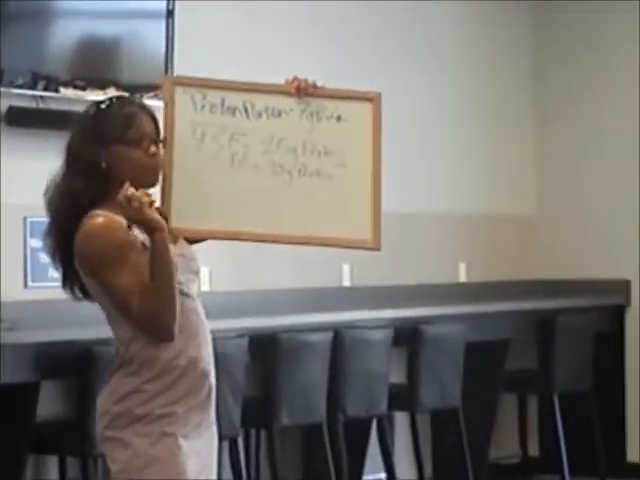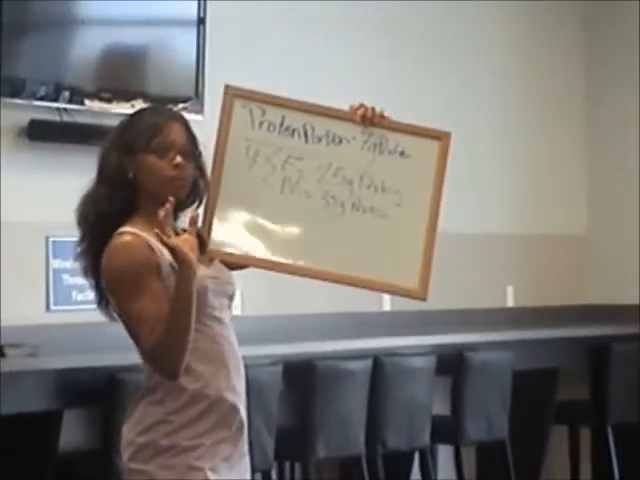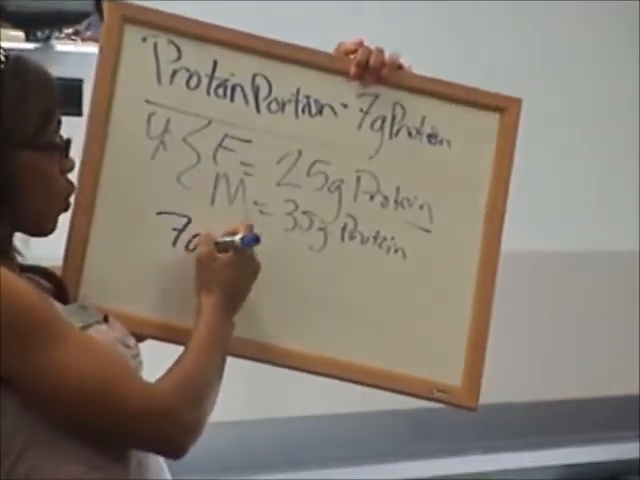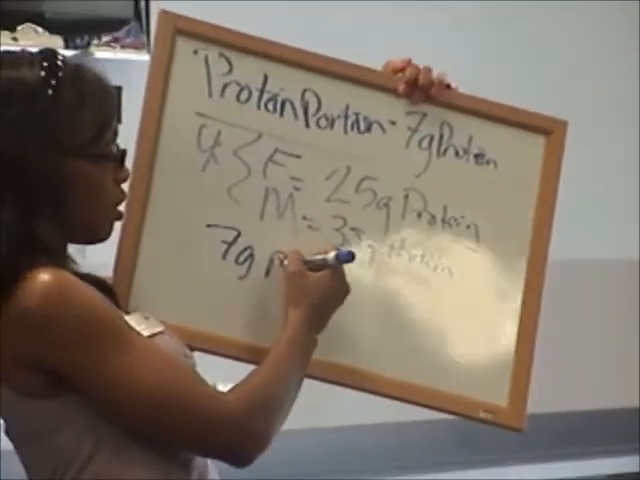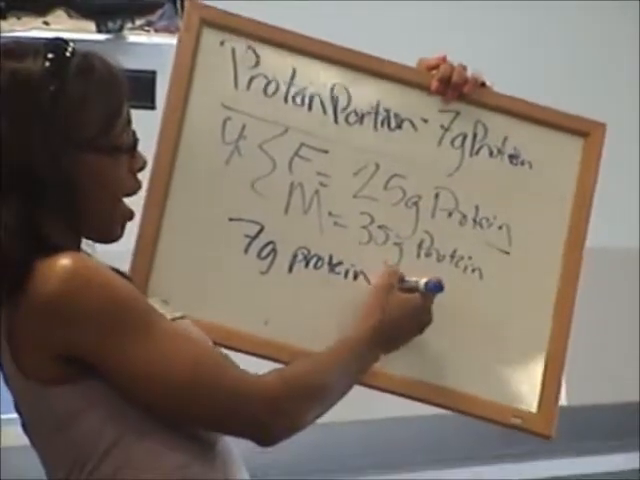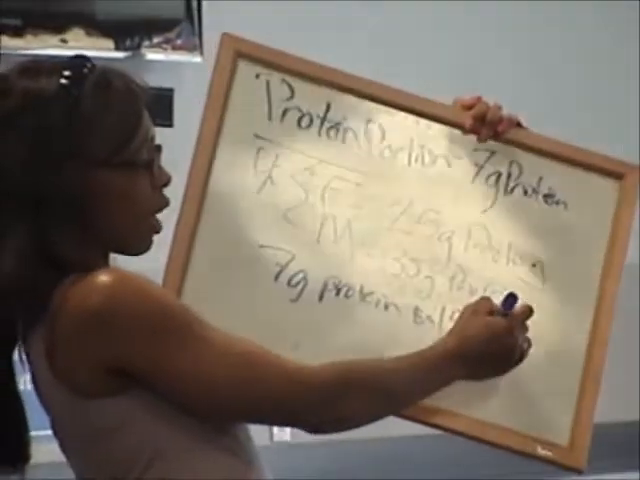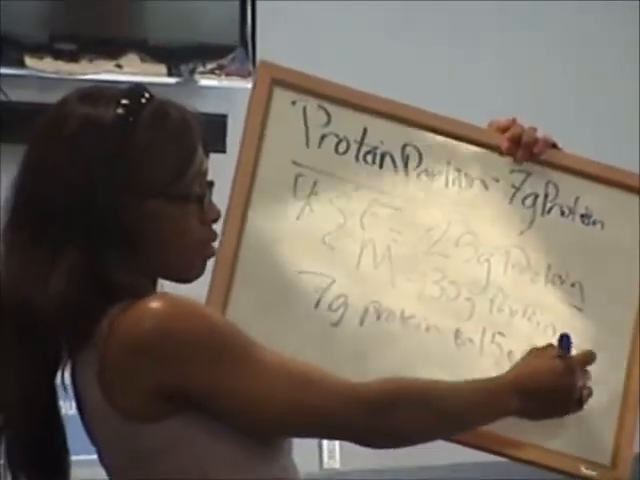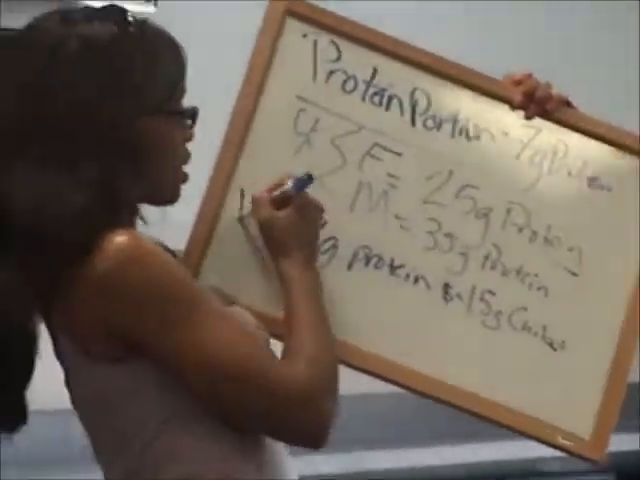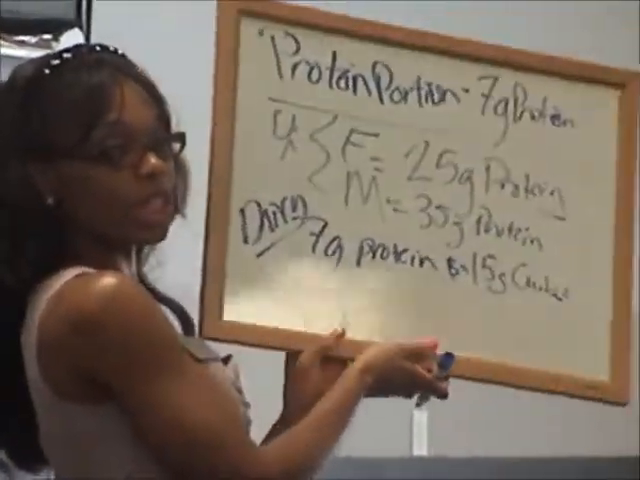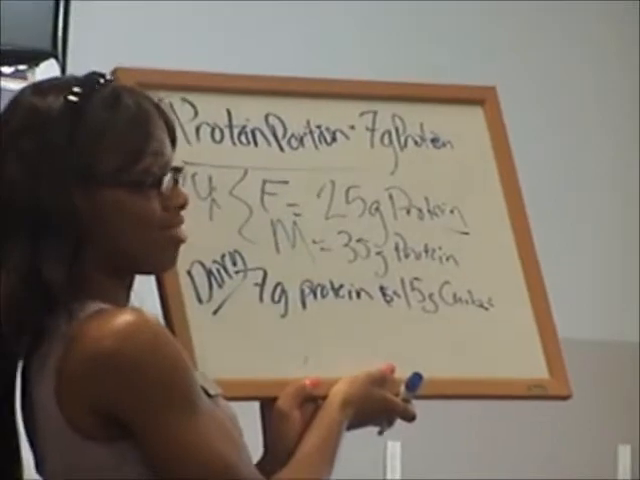So in order for it to be a dairy food, in order for it to be equivalent, it has to have 7 grams of protein and about 15 grams of carbs, which is 1 carb portion. That's a dairy group. So the dairy group is a carb portion and a protein portion in the same serving.